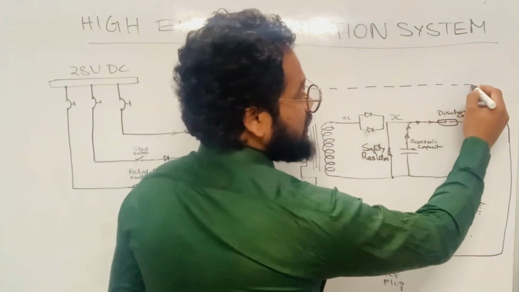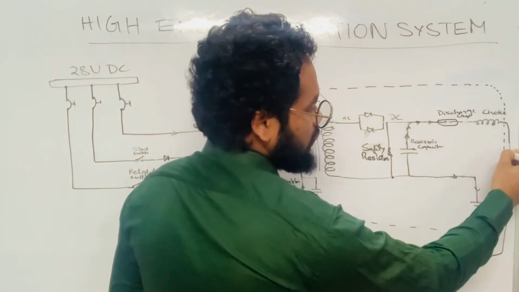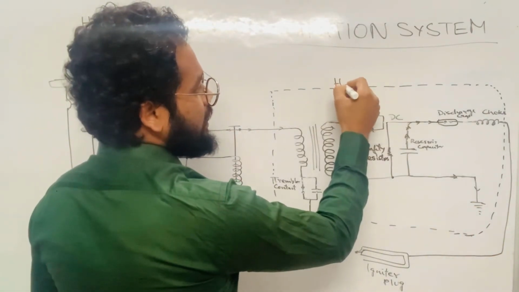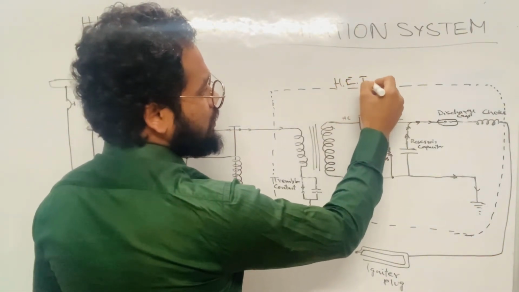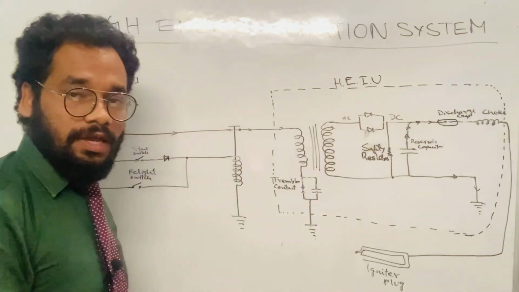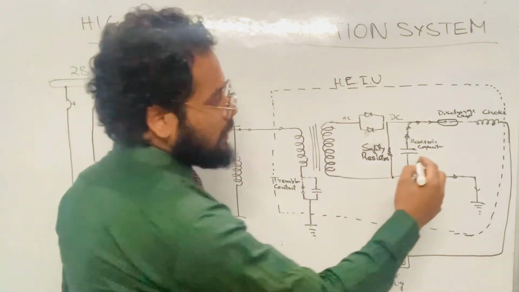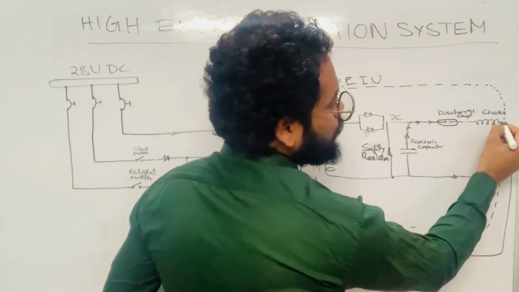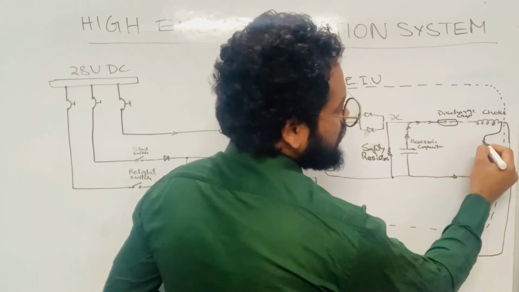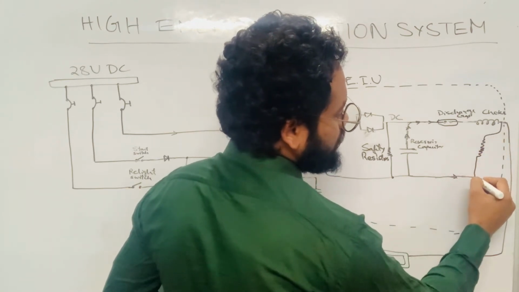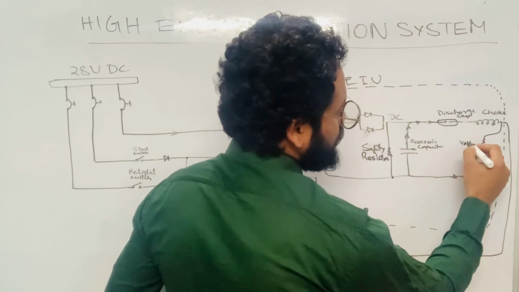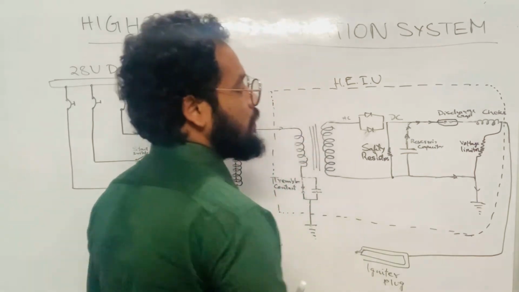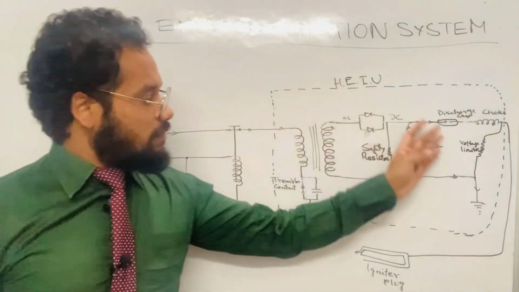So friends, I'll just complete this dotted line now, as I have drawn the complete diagram. This dotted line is enclosing the high energy ignition unit, H.E.I.U. Also, as a part of the safety, in the output of this choke we can keep a voltage limiter and provide a grounding path like this. So this is the voltage limiter. So friends, this is the circuit of the high energy ignition unit.